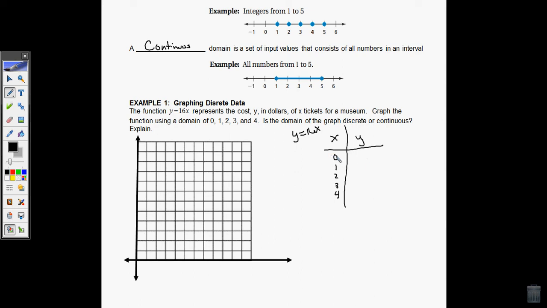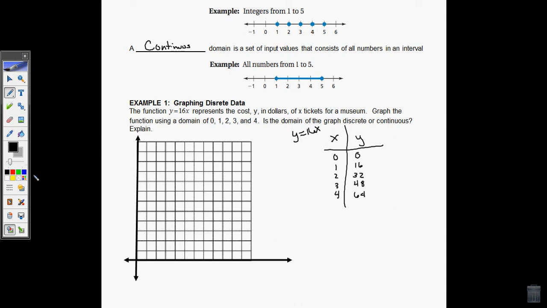Okay, so I'm going to take the 0, put it into the equation. 16 times 0, 0. Take the 1, put it in the equation. 16 times 1, 16. What about put the 2 in? 16 times 2, 32. 16 times 3, that's going to be 48. And 16 times 4 will be 64. Cool, now I have my entire domain and range that I've just found.